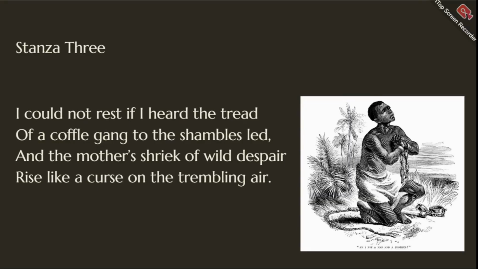So here Frances Harper says she cannot rest if she hears the sound of a coffle gang. Now a coffle gang is a group of slaves chained together, slowly being led to be sold or killed.